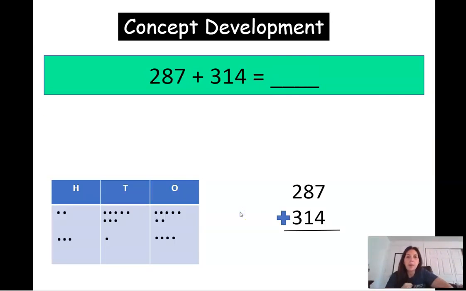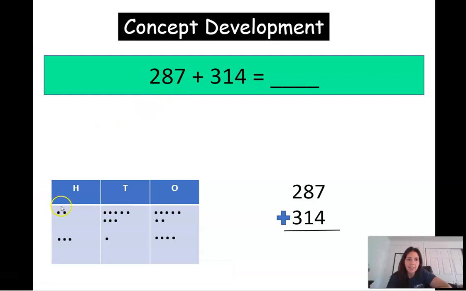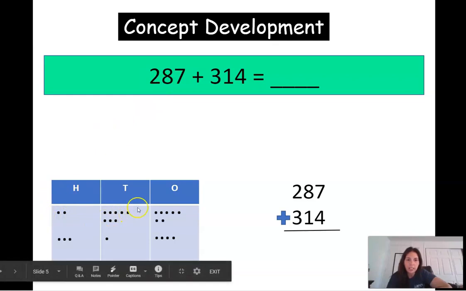Now, this problem is a little more complicated because it's not just simple hundreds, right? Now we have to add our hundreds and our tens and our ones. So one way that we can solve it is using a hundreds, tens, and ones chart. So if you notice at the top, 287, we show that here. 200, 8 tens, and 7 ones, okay? And then underneath, we have 314. We have 300, we have 1 ten, and we have 4 ones, okay?